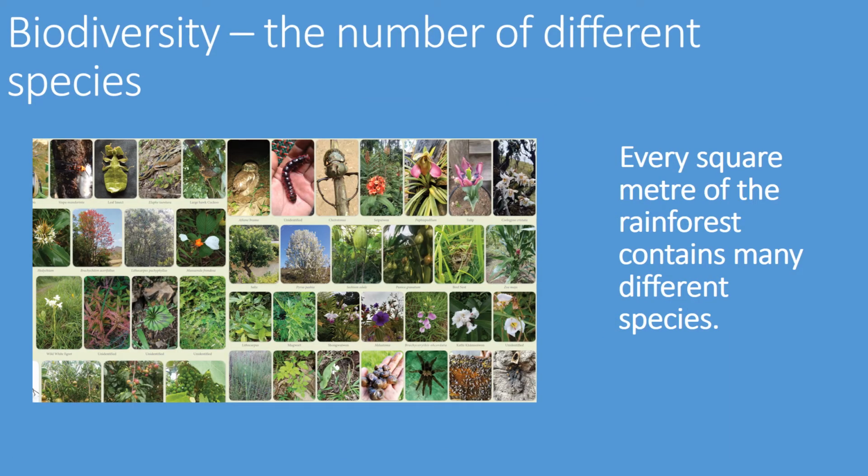A characteristic, of course, of the rainforest is the huge biodiversity, very large variety in the different species that we've got. And it's worth bearing in mind that every square meter of the rainforest contains many different species. This is actually an example from India, lots and lots of different things. Don't look too close if you don't like spiders, but you'll see lots of different, not just insects and animals, but plants too.